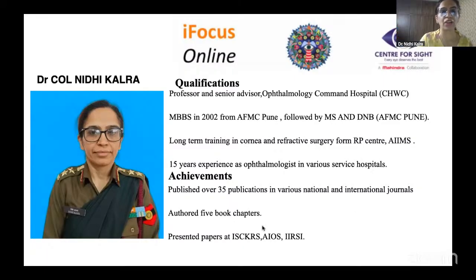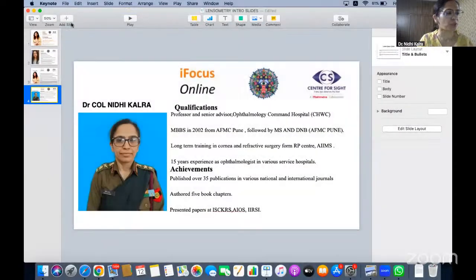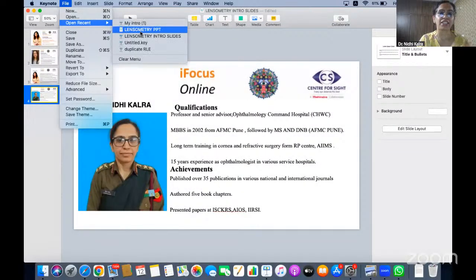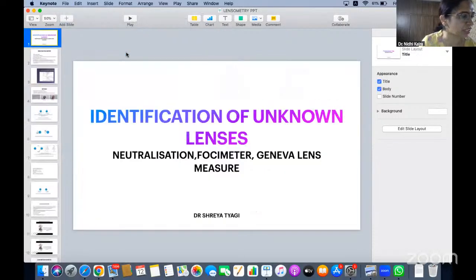I think now we hand over the topic to you to begin this interesting topic today of neutralization and Geneva lens measure and identification of unknown lenses.